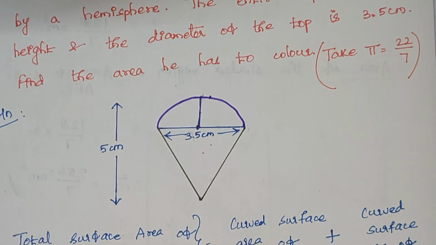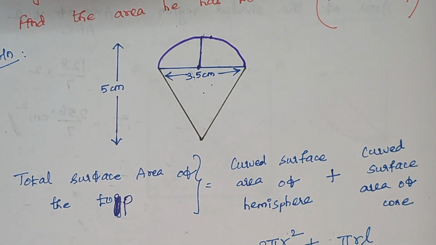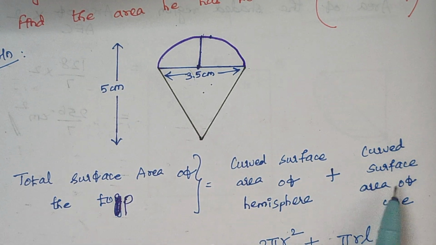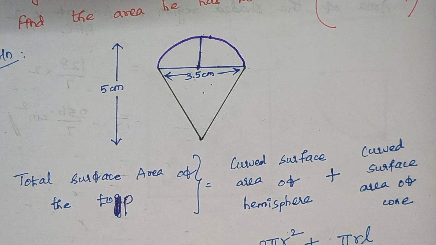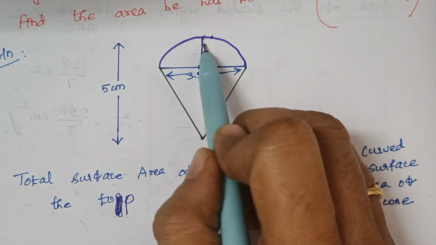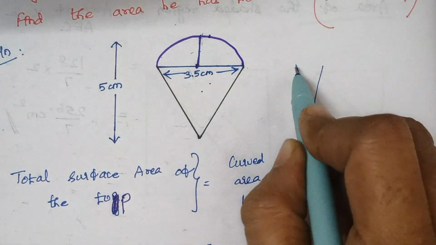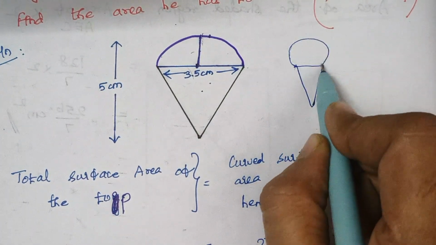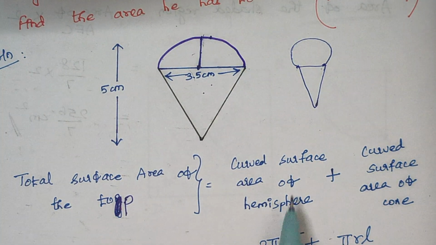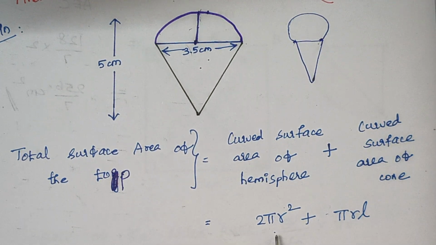So the total surface area of the top is given by the curved surface area of the hemisphere plus the curved surface area of the cone, right? You see this line I had drawn to explain. Our basic diagram will be just like this. So what is the formula for the curved surface area of a hemisphere? It is 2 pi r square, and for the cone it is pi r l.